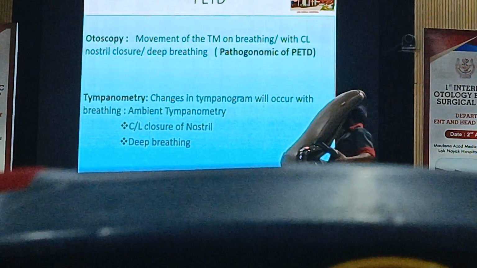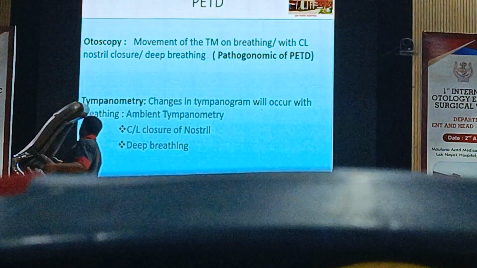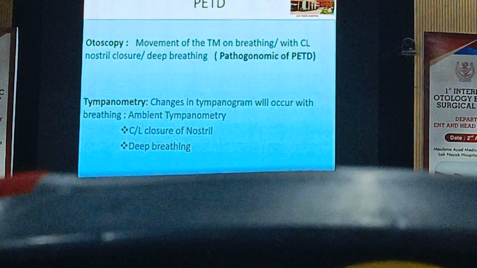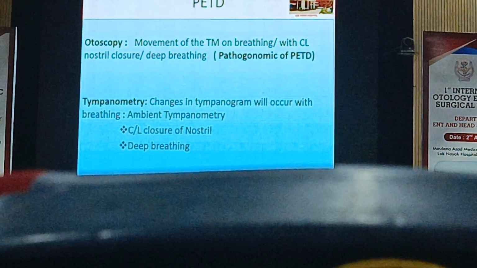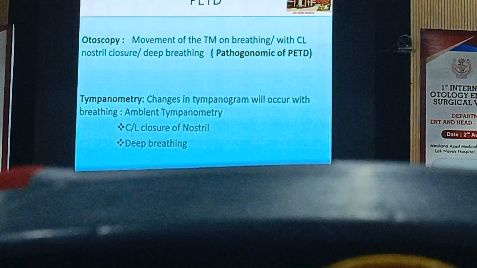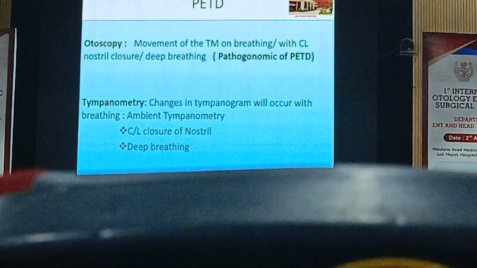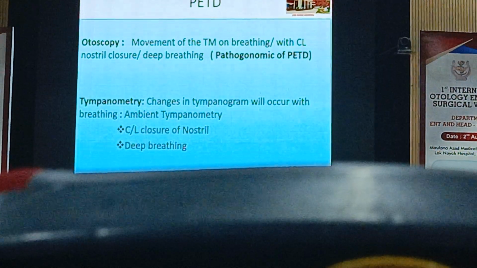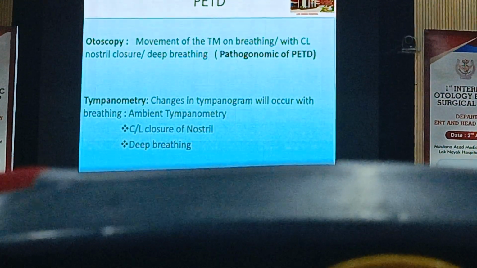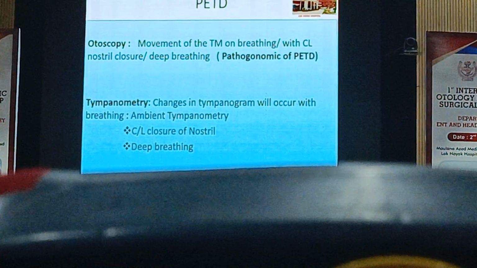Right? So you do otoscopy for these patients and you see that the tympanic membrane will be moving. Especially, you exaggerate the findings: you close the contralateral side, ask the patient to sniff deep, and there will be a movement. If it is not moving, close the contralateral nostril and sniff, and then it will move very nicely.